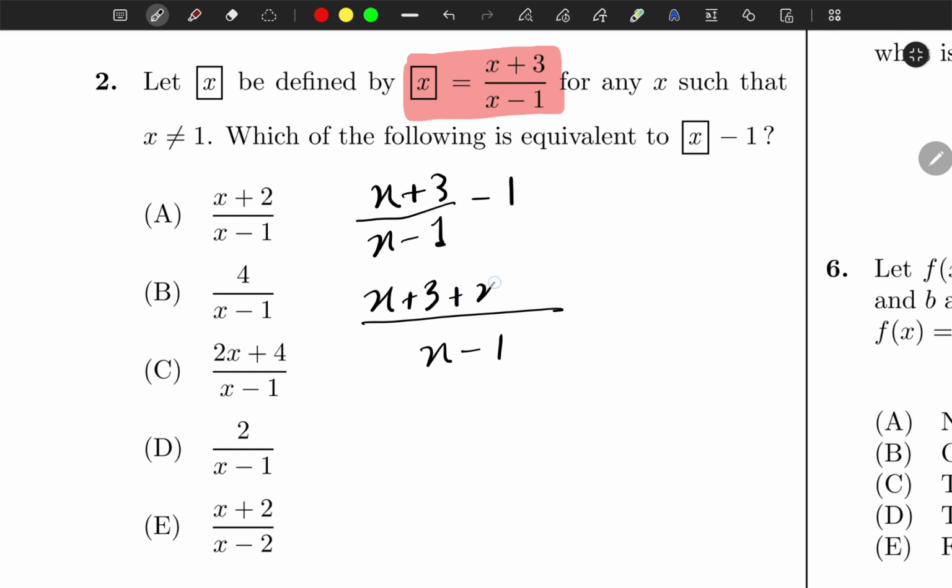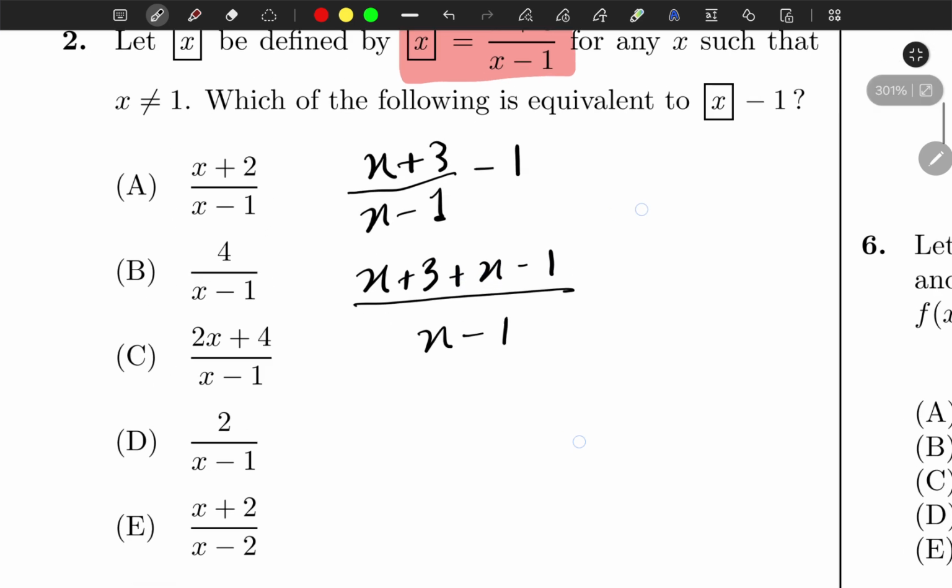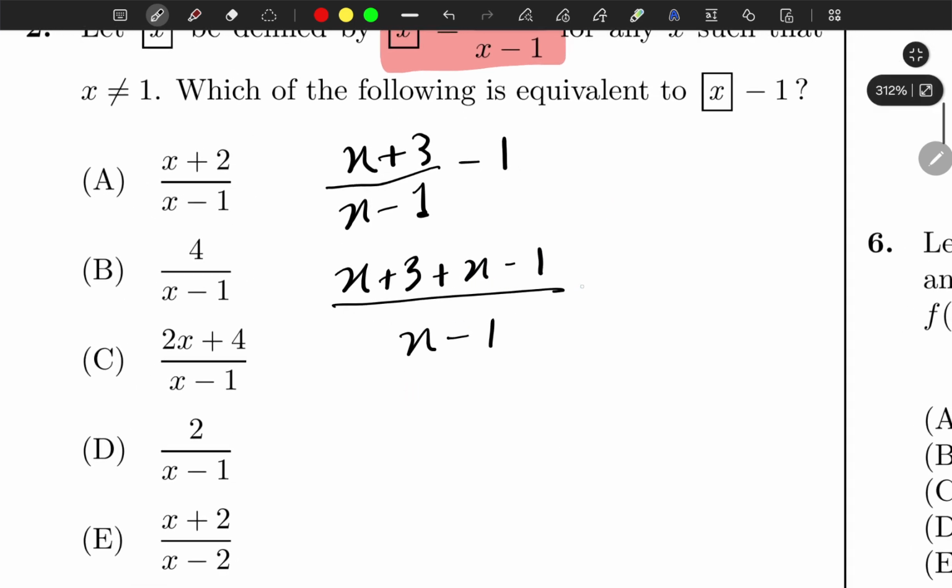Let's just see if that works. We'll add the like terms. We're going to get 2x plus 2 over x plus x minus 1. Yeah, that's what we have. Let's see if there's an option that matches our answer. I don't see one.